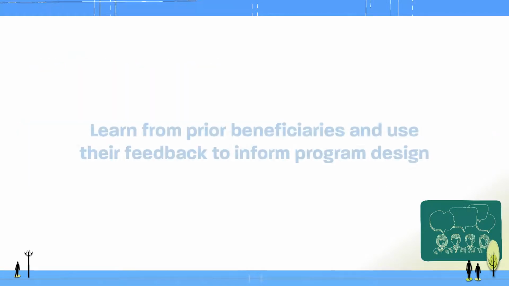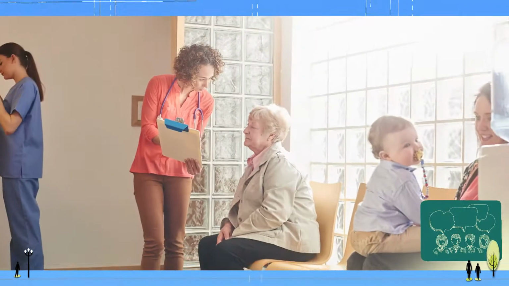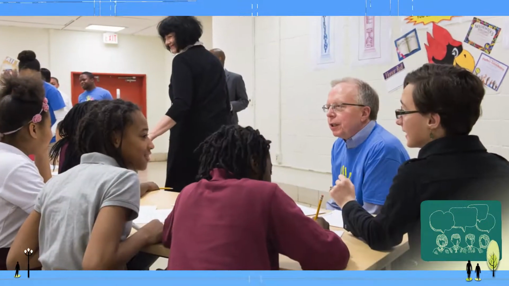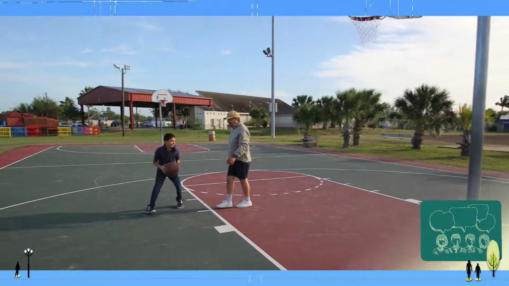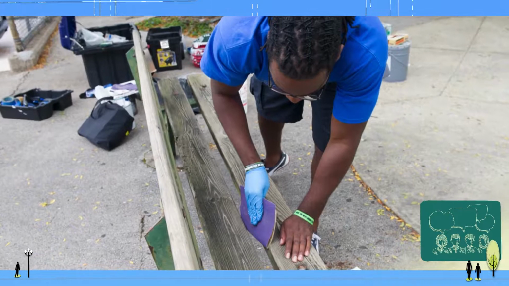As much as possible, learn from prior beneficiaries and use their feedback to inform program design. Include potential beneficiaries in the planning process and look for opportunities to learn from others' experiences in the community, especially when there are shared concerns and goals.